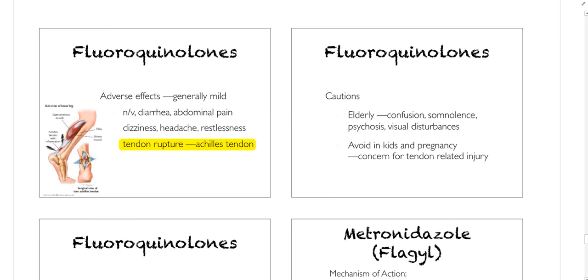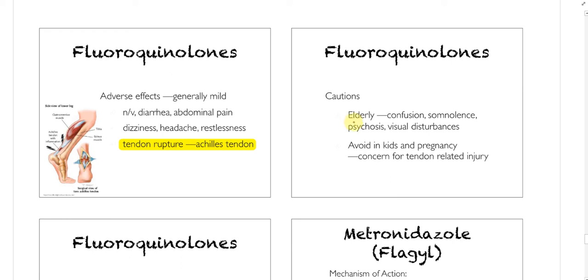Has a unique side effect or adverse effect, tendon rupture of the Achilles tendon, specifically in kids and potentially those who are pregnant. I don't know why this is. I don't think the book mentioned it. I can't remember. But yeah, this is a very unique one.